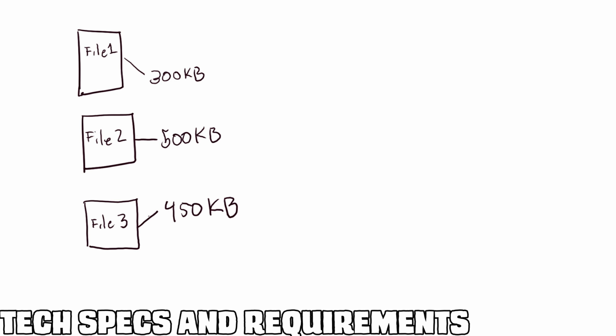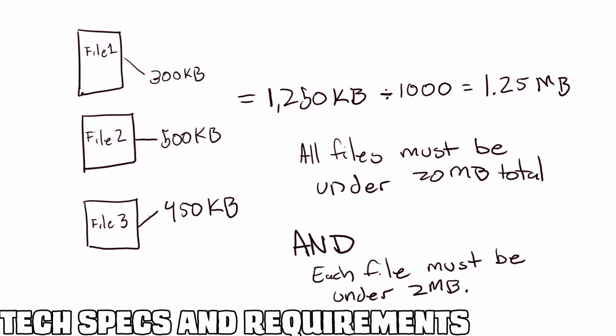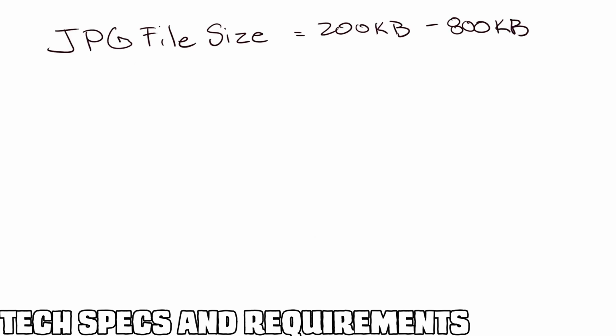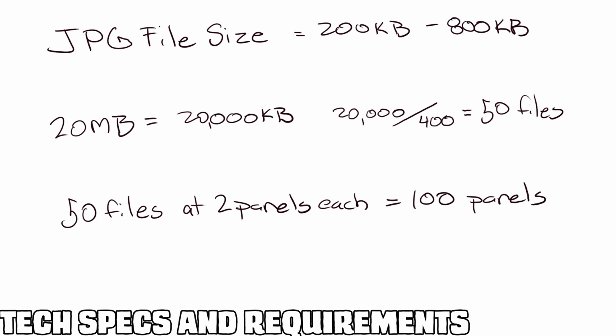Now, Webtoon will let you upload as many files as you need, as long as all the files are totaling under 20 megs or less, and each file needs to be under 2 megs itself. This shouldn't be a problem, as most JPEG files range from 200 to 800 kilobytes, with an average on the lower end of 200 to 500. This gives us around 40 to 80 files, and if we have 2 panels in each file, this gives us around 80 to 160 panels.